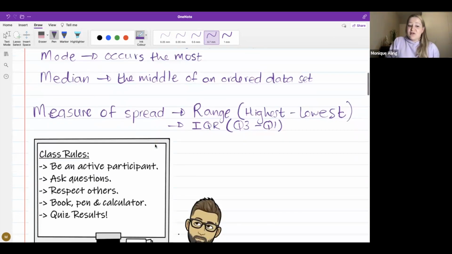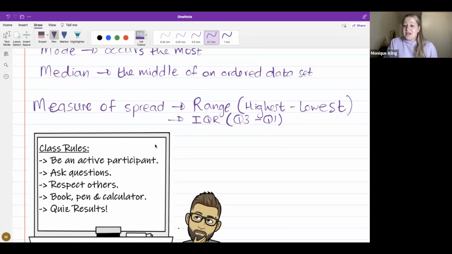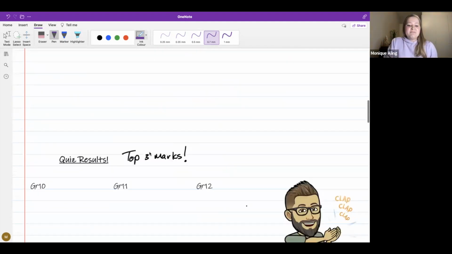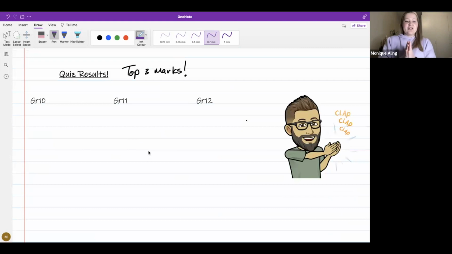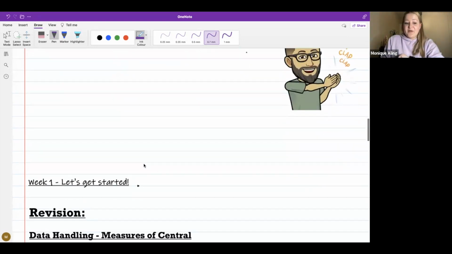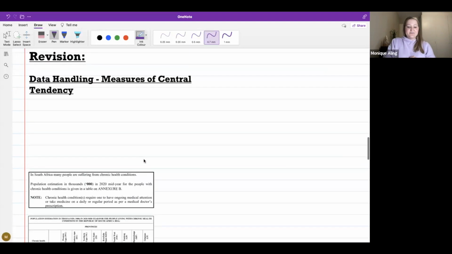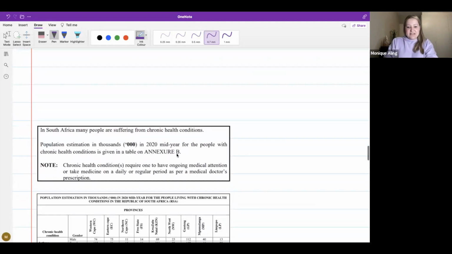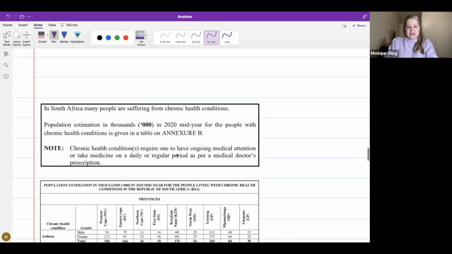Apologies. I should have gone through the class rules before I went through my whole little summary of summarizing data. So again, I do apologize as well. I did not manage to get your quiz results, but I'll make sure that Dale mentions them on Wednesday. So let's get started. Now it is quite a bit to read. Let me know if I need to zoom in a bit more.